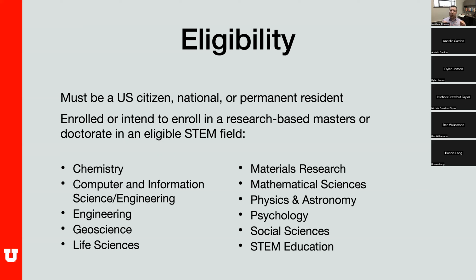A couple notes here. You must be enrolled or intend to enroll. Some of you are going into your first year of grad school this fall. Some of you are first year right now going into your second year, but some of you are juniors going into your senior year of college this fall. So this means that you intend to, the following fall 2024, be in a research-based master's or doctoral program. So if you are not going to be in grad school this fall, that is okay. Just want to make sure we're all okay with that here.